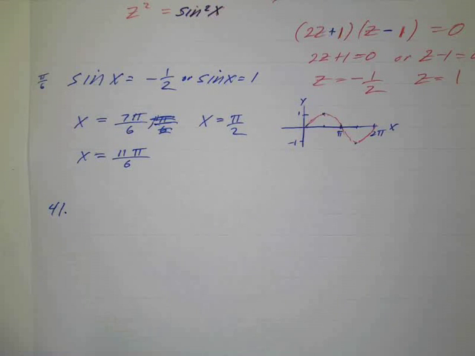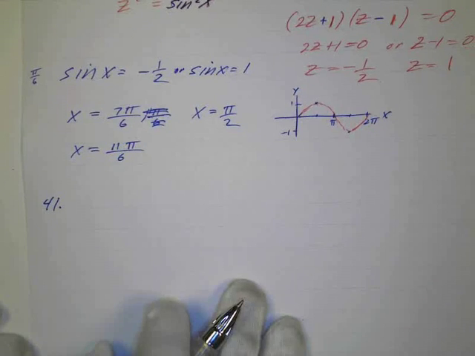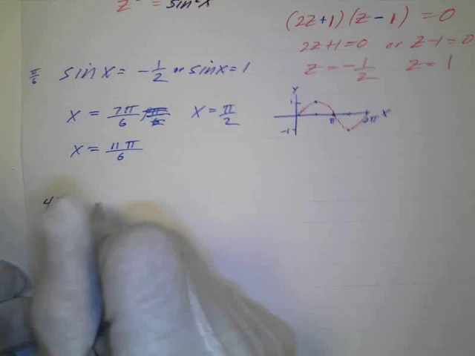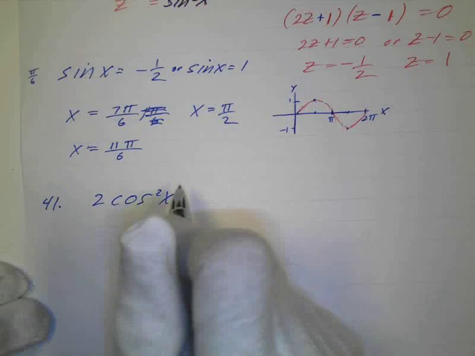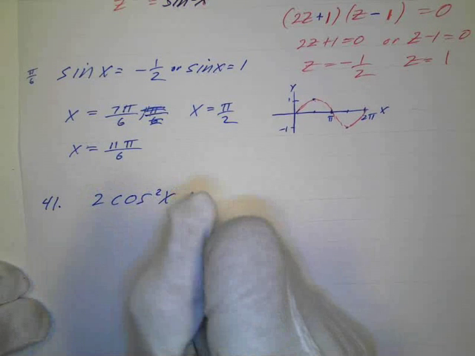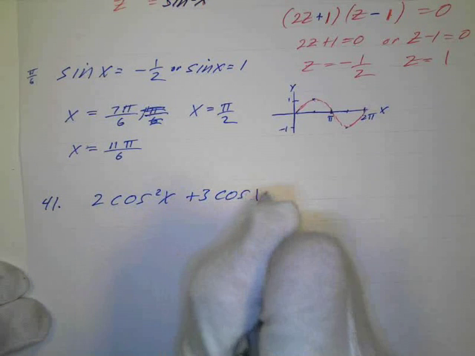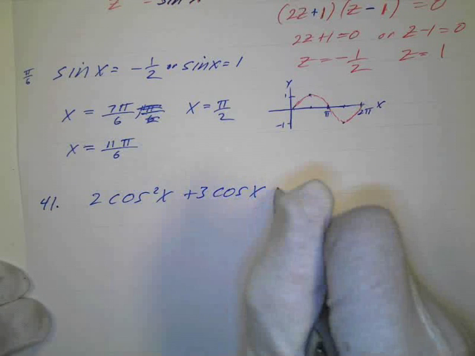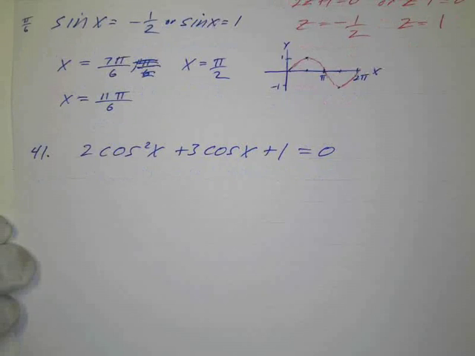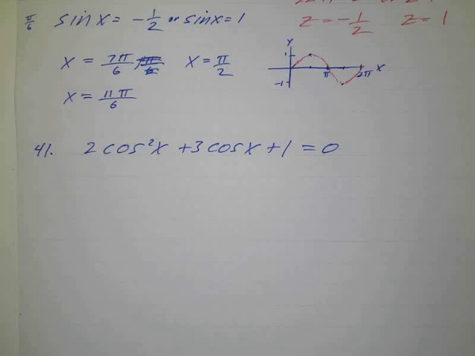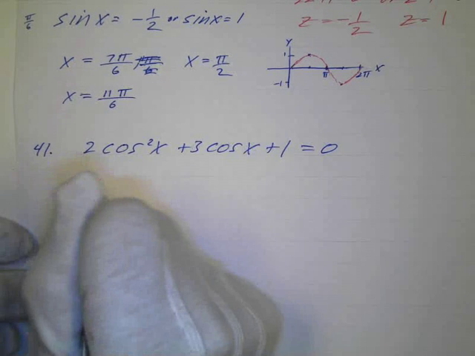And then number 41, we have 2 cosine squared of x plus 3 cosine of x plus 1 equals 0. So again, the easiest way to explain this is just to use a z substitution.